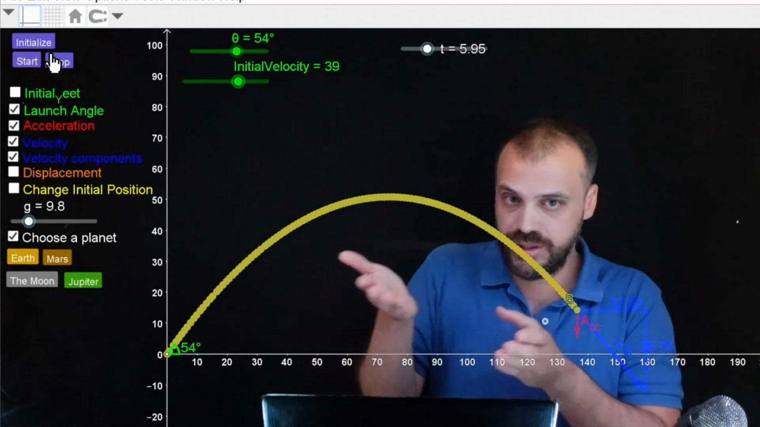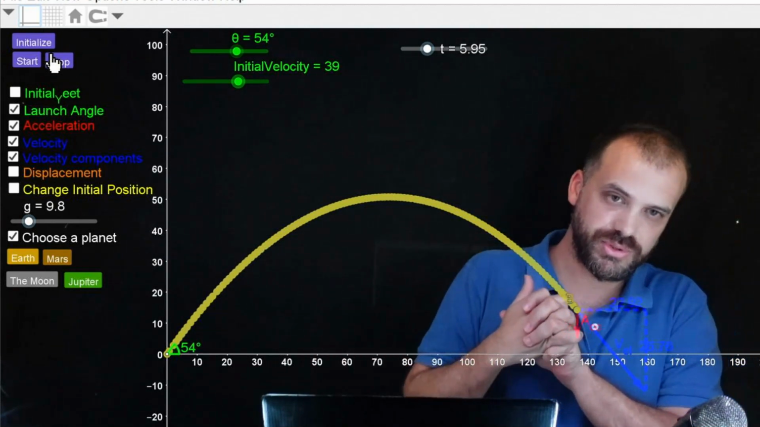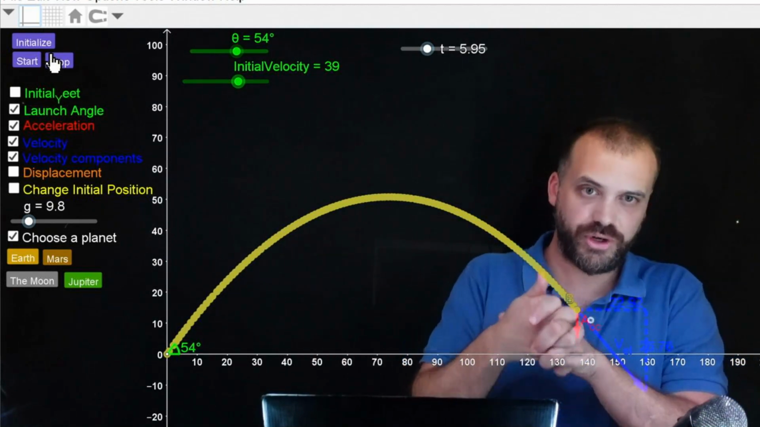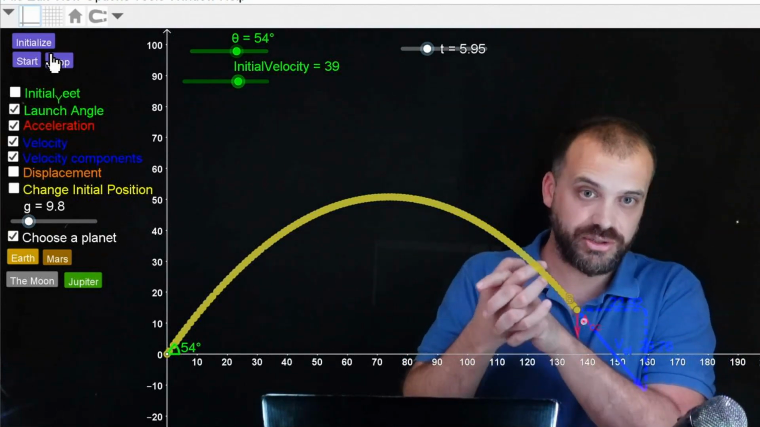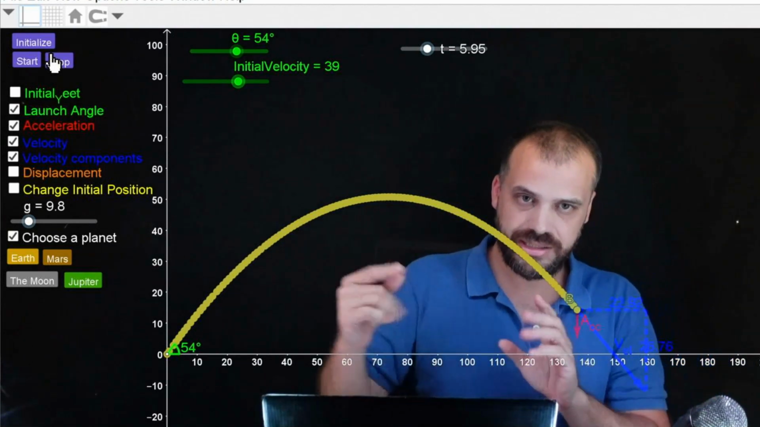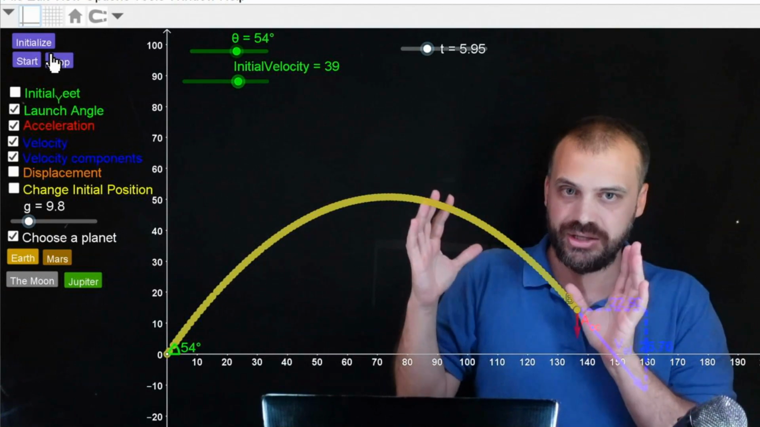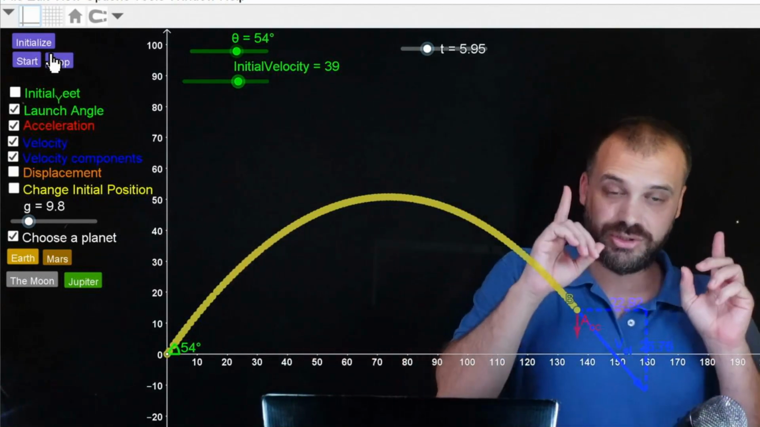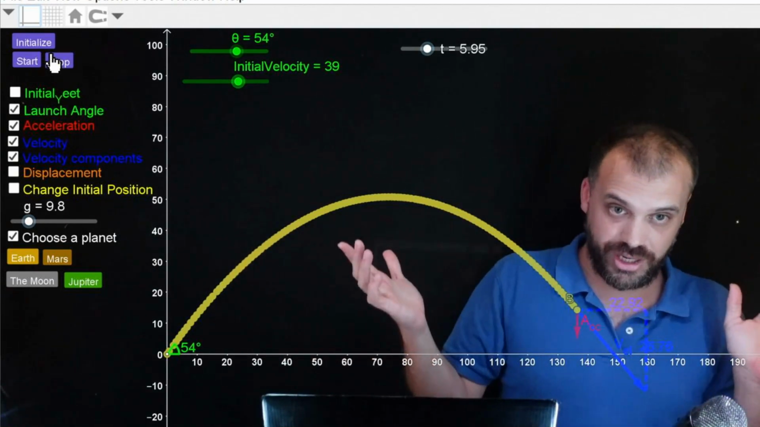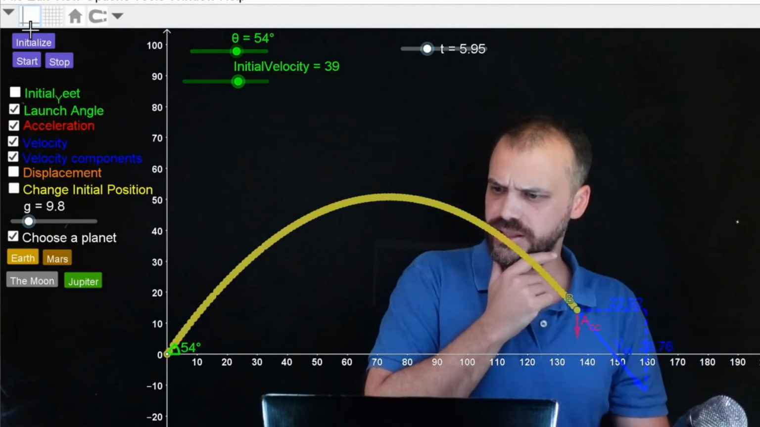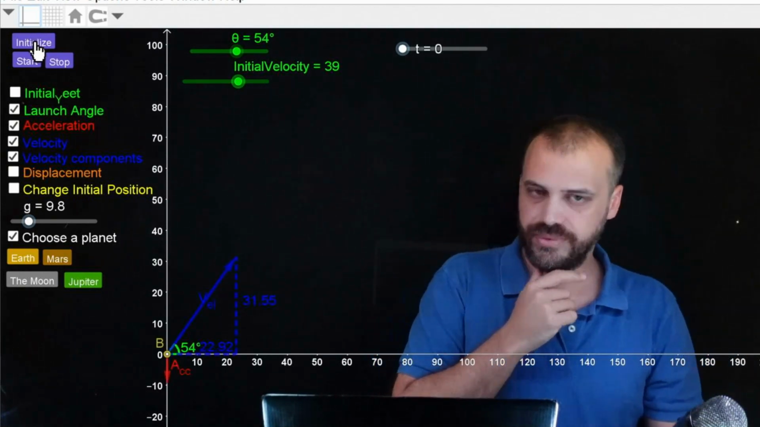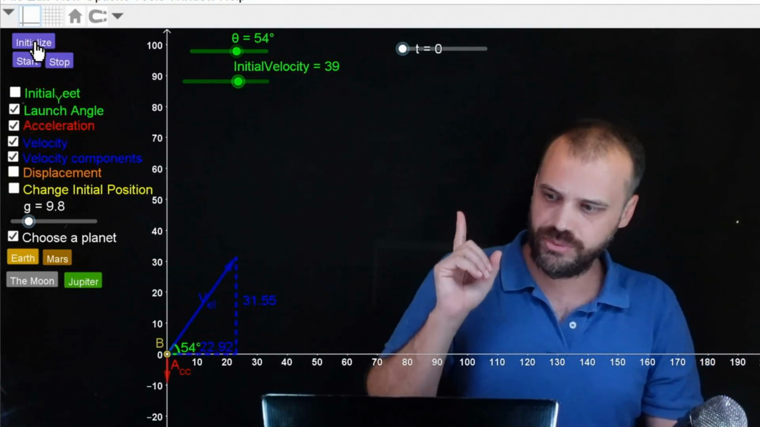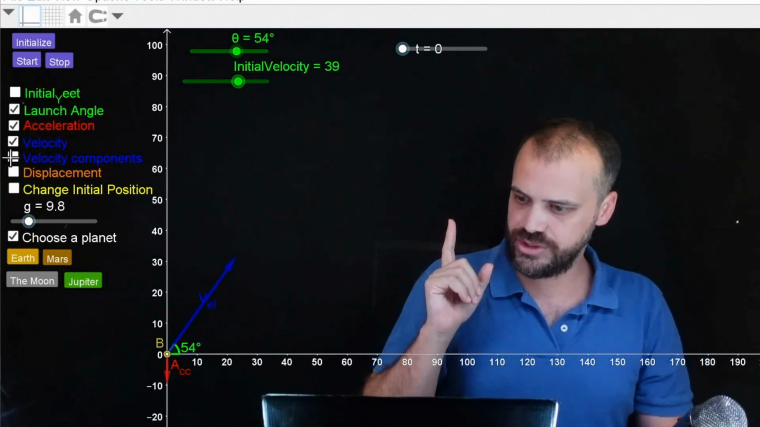However, when we do this stuff, as your physics teachers will say, we launch frictionless spherical cows, which means that there is no wind resistance. So there is nothing to slow it down in the y direction. All right, initialize.